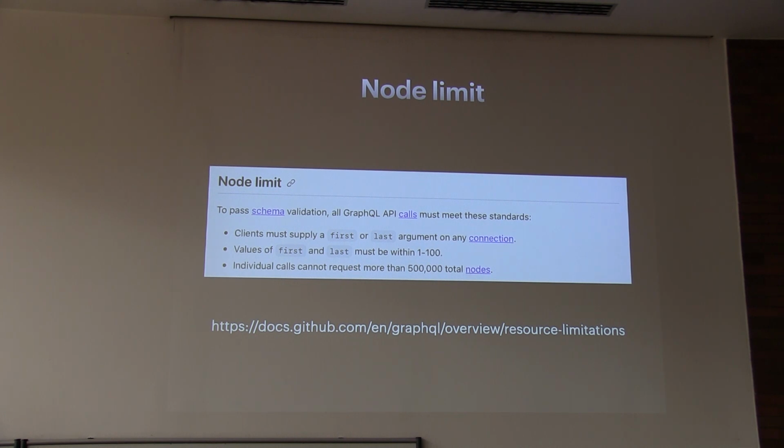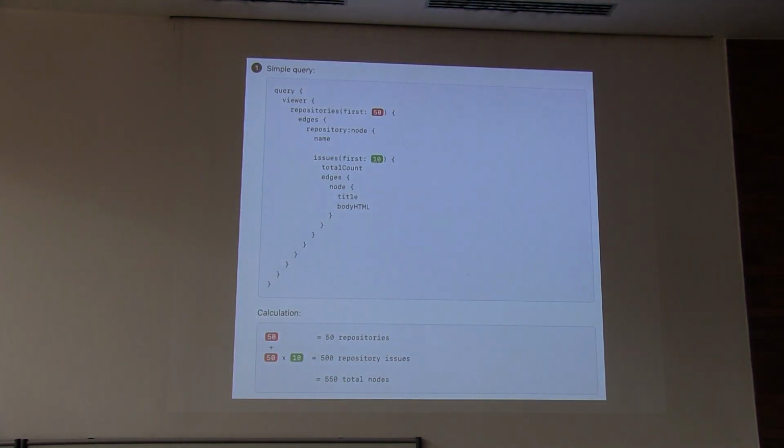So this is something that they mention in the overview, in the resource limitation, in the rate limiting section, that you cannot really ask for more than 500k nodes. I would say that this is still a very high number, but this is what they decided to do. And this is also like instruction how to calculate that. So what they meant by node. Node for them is like a single object, a single entity.